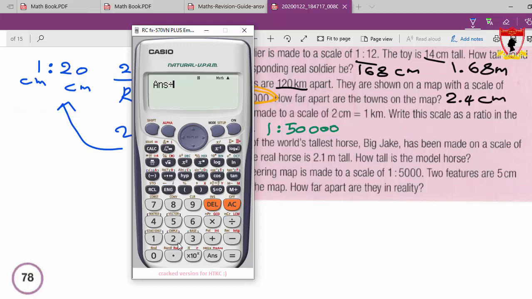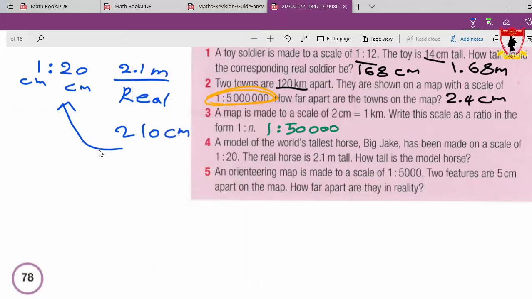210 divided by 20 is equal to 10.5. So it means the model is 10.5 centimeters high, while the real one is 210 centimeters. Question 4 is 10.5. Question 5, again it's about a map and the scale is 1 to 5,000.